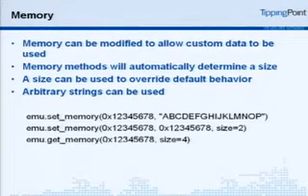Set memory takes an address, and you can arbitrarily set data if you're using strings, or if you're using DWORDs, you can set that and it'll automatically figure out 4 or whatever size. Alternatively, if you'd like to change the size for whatever reason, you can specify that through a keyword argument.